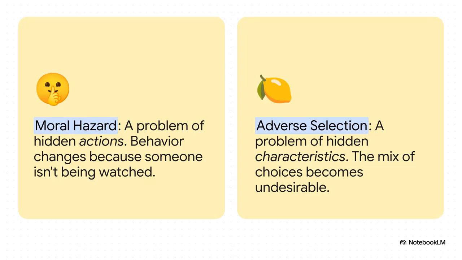Now, this one problem actually splits into 2 different flavors. On the one hand, you've got moral hazard. This is all about hidden actions. Think about it. An employee starts scrolling social media the second their boss turns their back. Their behavior changes because no one's watching. But then you have adverse selection, and this is about hidden characteristics. The classic example? The people who are the most likely to buy health insurance are the people who need it the most, which can drive up costs for everybody.